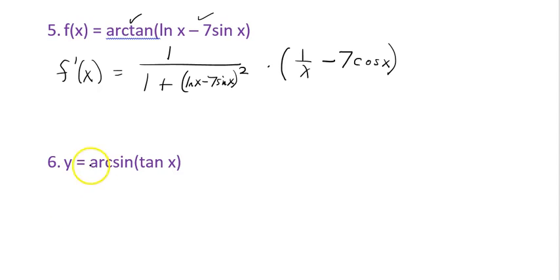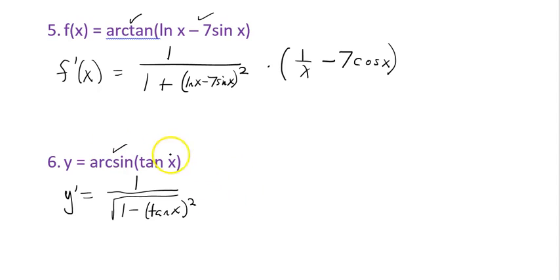Okay, for example 6 we have another composition, and so we'll work from the outside in. First of all, our arcsine rule we're going to use, and then where we normally would put x, you have the tangent of x. So my arcsine rule is 1 over the square root of 1 minus x squared, and I'm going to fill in the x as tangent x. That completes your arcsine rule. Then you do the derivative of the inside. So the derivative of tangent is secant squared, and that completes the inside.